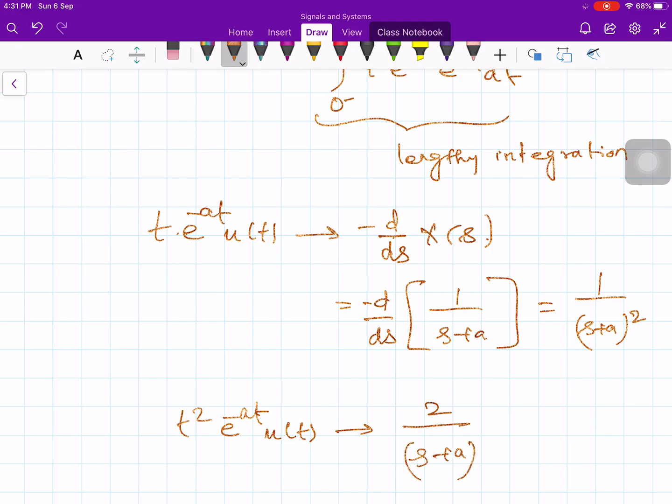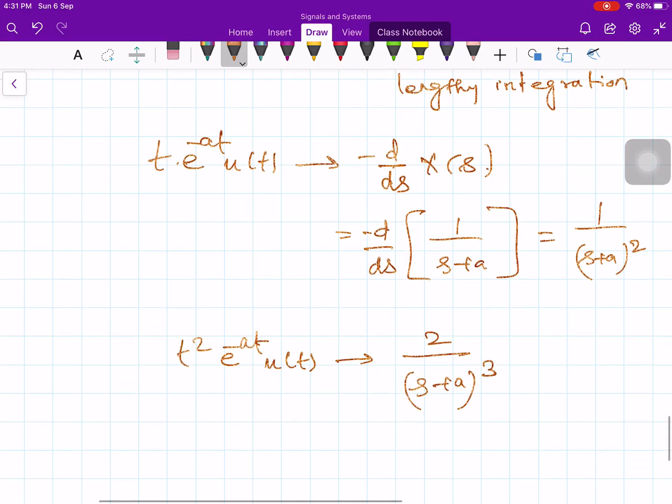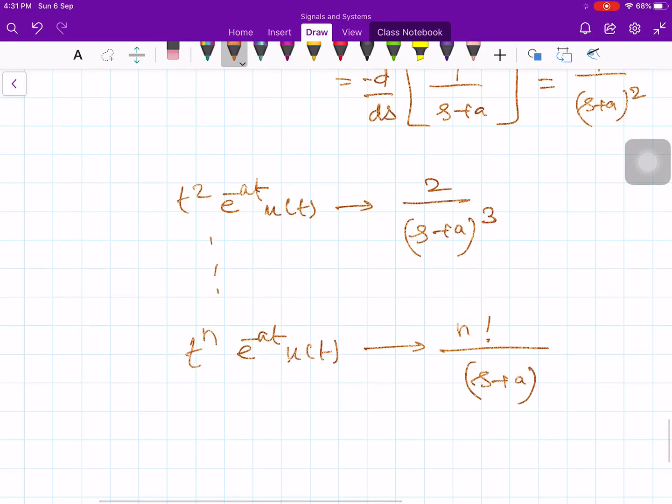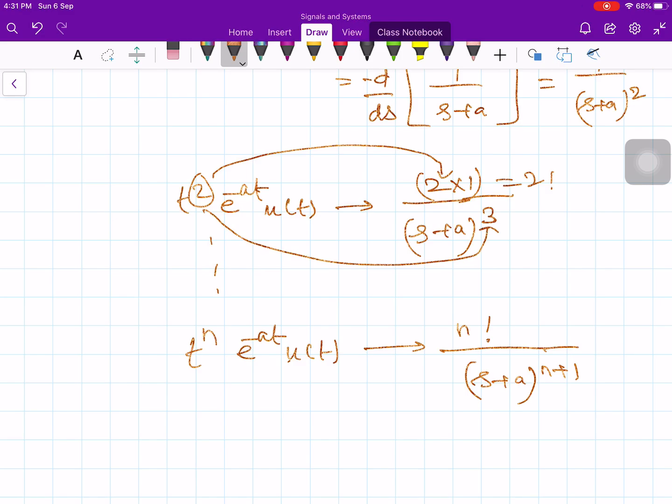So in general, if you keep on continuing this, then t to the n e to the minus at u of t becomes n factorial divided by s plus a whole power n plus 1. See, here there is a power of 2, that 2 becomes 2 times 1. So this is 2 factorial. In the denominator you have power 3, that is 2 plus 1. So that's why if you have n here, this becomes n plus 1 and the numerator becomes n factorial.